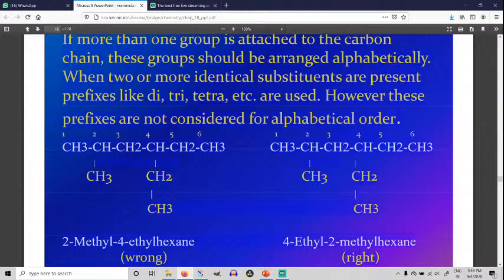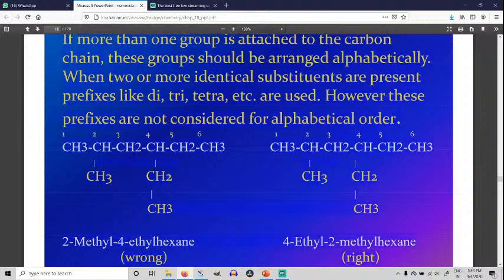If two alkyl groups are present, which one should be given preference? We should always arrange their names according to alphabetical order. It means 4-ethyl will come first and then 2-methyl. And how many carbons are there in the parent chain? There are 6 carbon atoms in the parent chain. So 4-ethyl, then 2-methyl, because on the second carbon atom one methyl group is there. So 4-ethyl 2-methyl hexane is the correct answer.